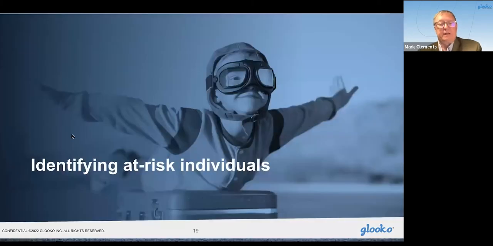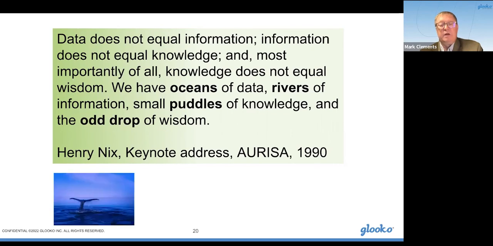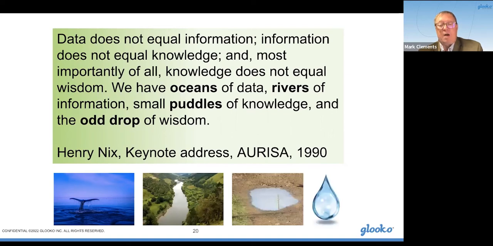The next thing that I'd like to transition to is how we can improve the state of care for individuals with type 2 and type 1 diabetes, both adult and pediatric, in our clinical centers. And that involves first identifying at-risk individuals. It is important to recognize that we are surrounded by oceans of data in our health systems and in diabetes care in particular. But we only are able to glean from those oceans of data, rivers of information, small puddles of knowledge, and occasionally the odd drop of wisdom.